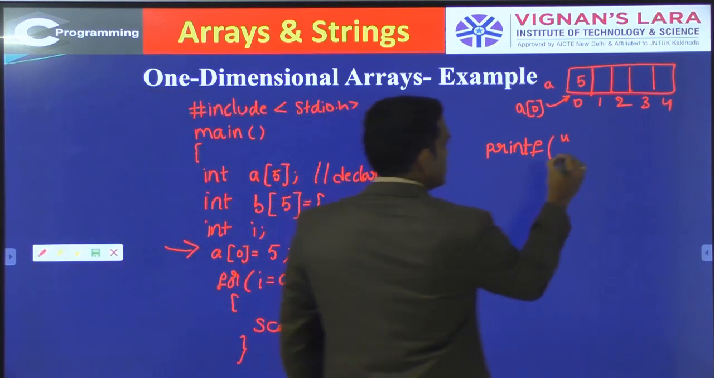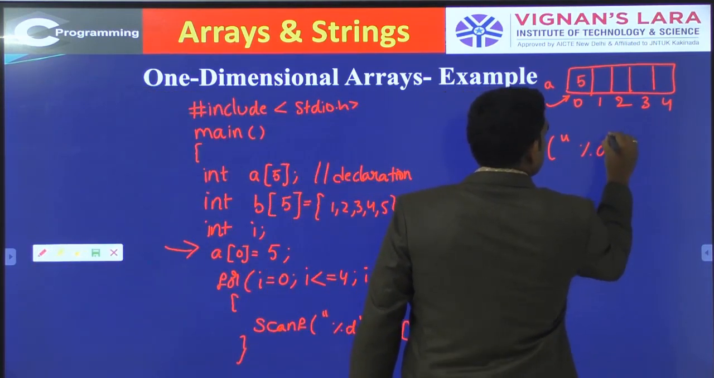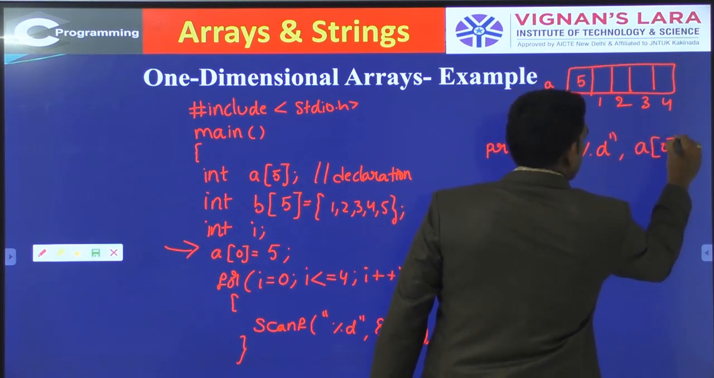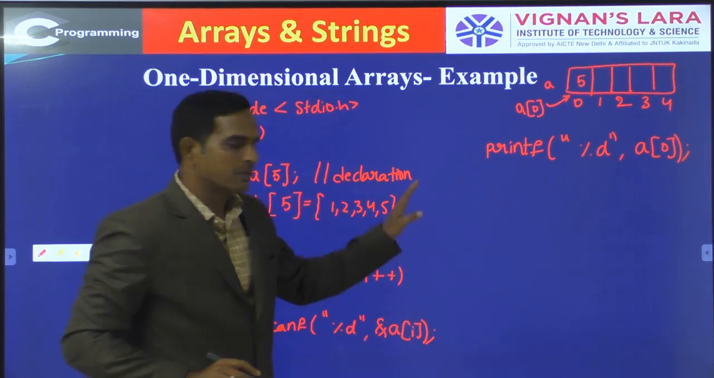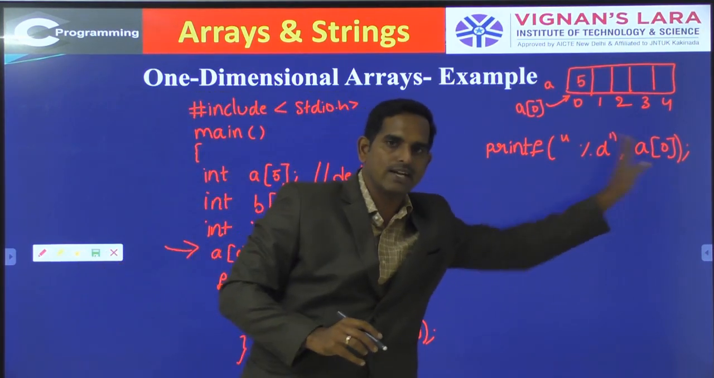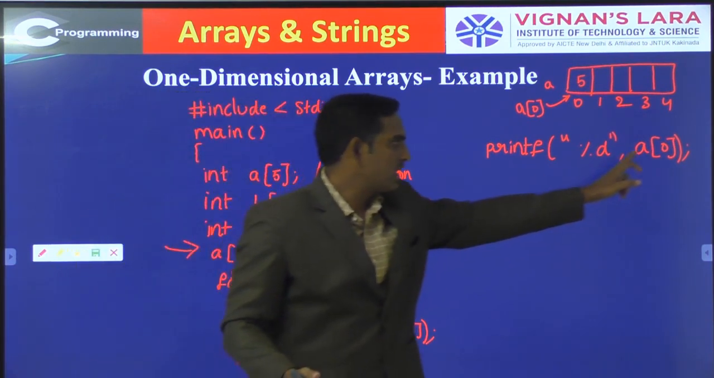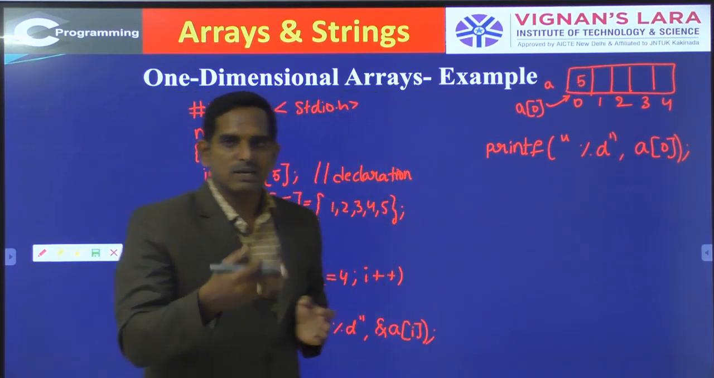Suppose I want to print an individual value. Just mention the individual value which you want to print. printf %d a of 0 will print a of 0. If I want to print a of 1, I can print a of 1 individually, separately.